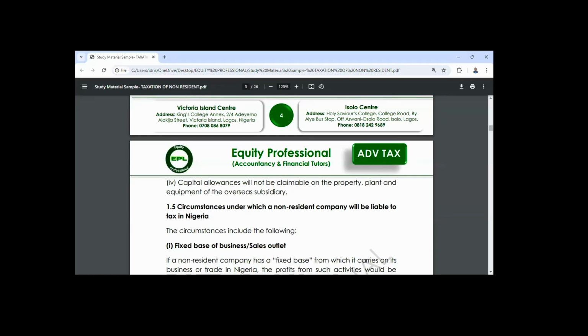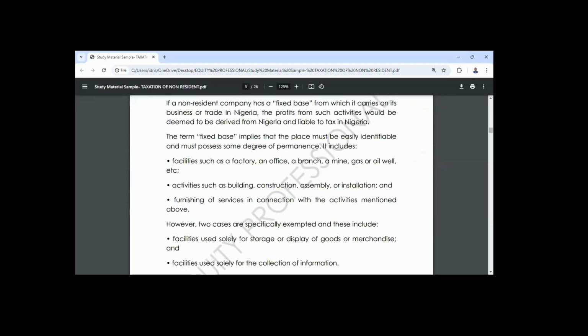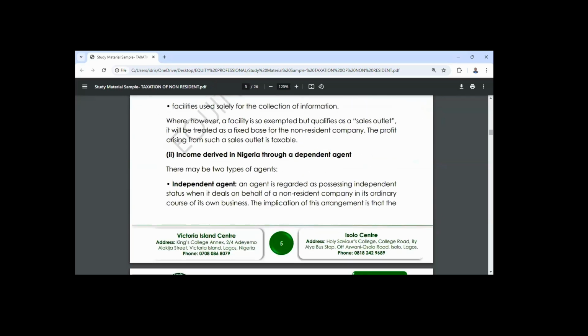But in this first instance, when they have a fixed base, they will pay company income tax, education tax, and they will file a tax return. They will submit the audited account to FIRS. But in the case of turnkey, they don't need to do that. In the case of when they derive income through dependent agents too, they will file a tax return, prepare audited accounts, pay company income tax, pay education tax, because the dependent agent will have an office in Nigeria.